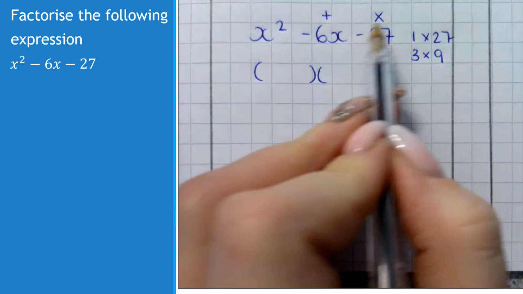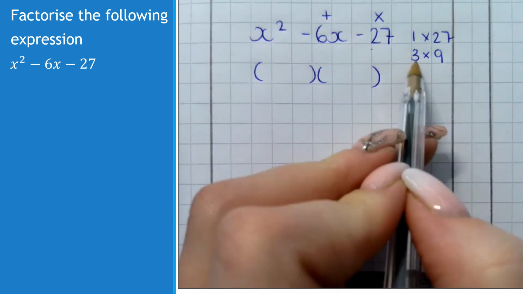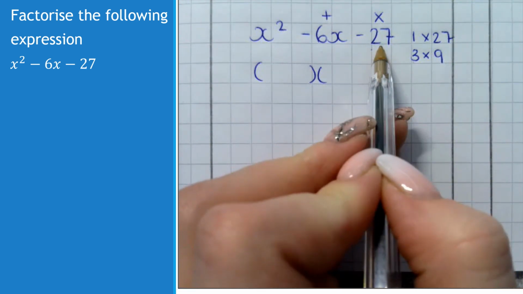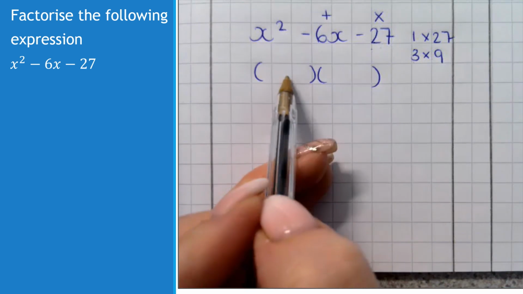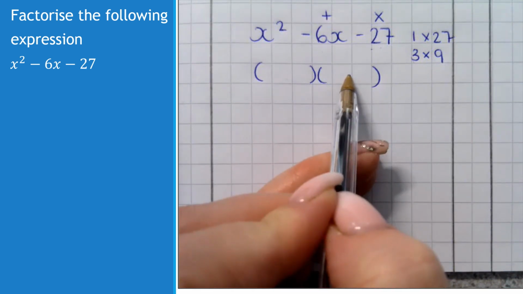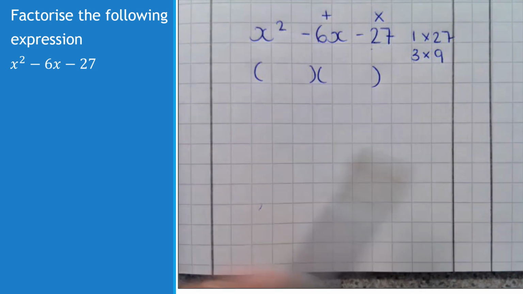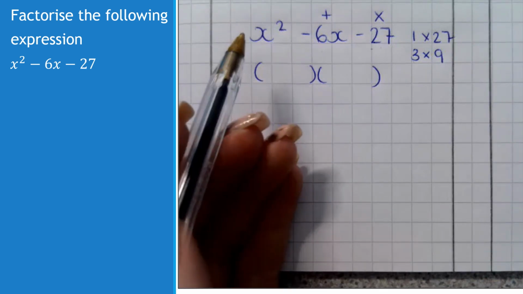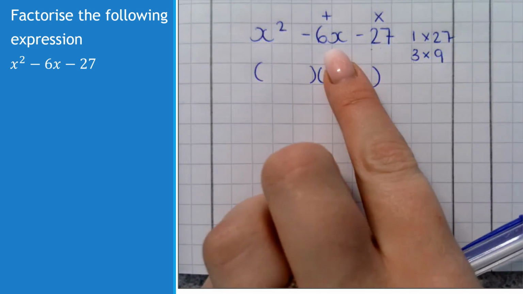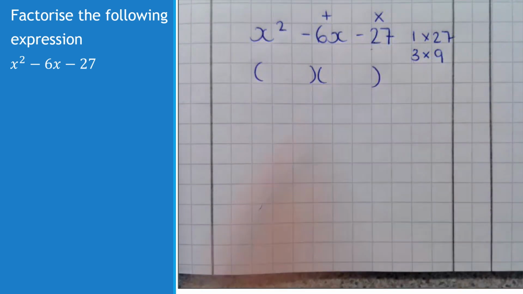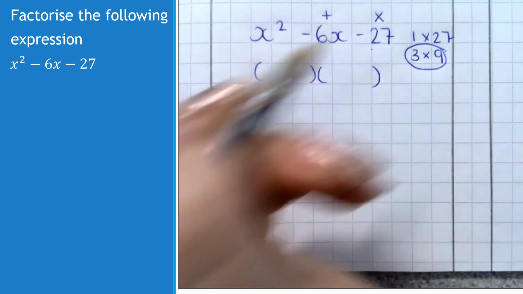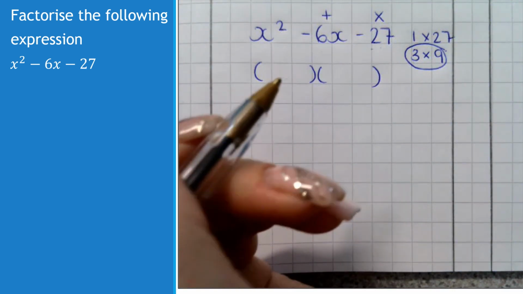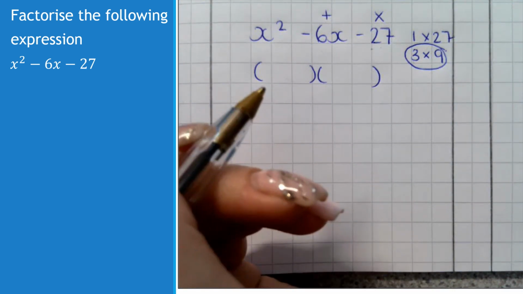This time, because this number on the end is negative, to multiply two numbers together that give you a negative answer, your signs must be different. So one's got to be positive and one's got to be negative. And you do have to think carefully about which one you choose to make positive and which one you choose to make negative, because it needs to sum to make -6. So the factor pair we're going to use is going to be 3 and 9, because they can make 6. So if you do 9 minus 3, that's going to give you 6.